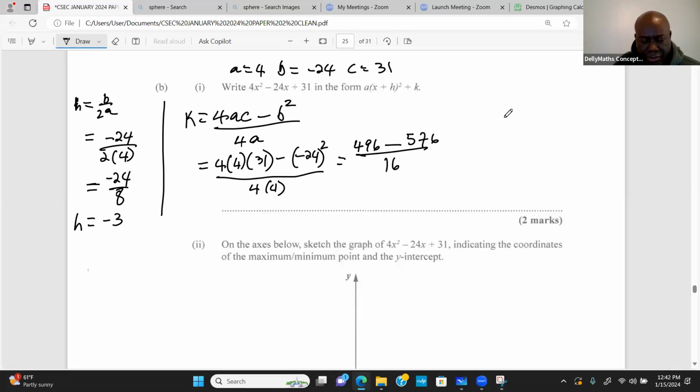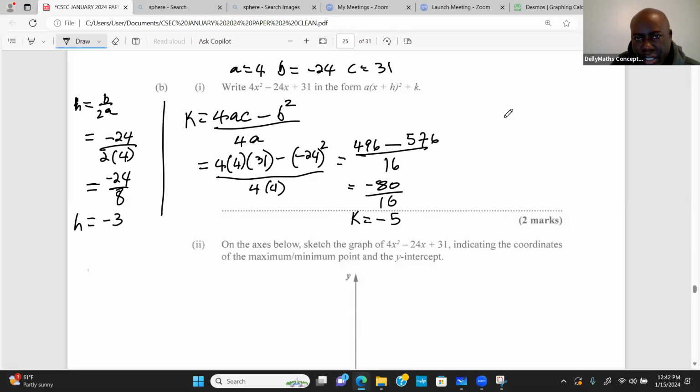So let's do this. 496 minus 576 is negative 80. So this is negative 80 over 16. So that's negative 5. All right. So here we have it that k is equal to negative 5.